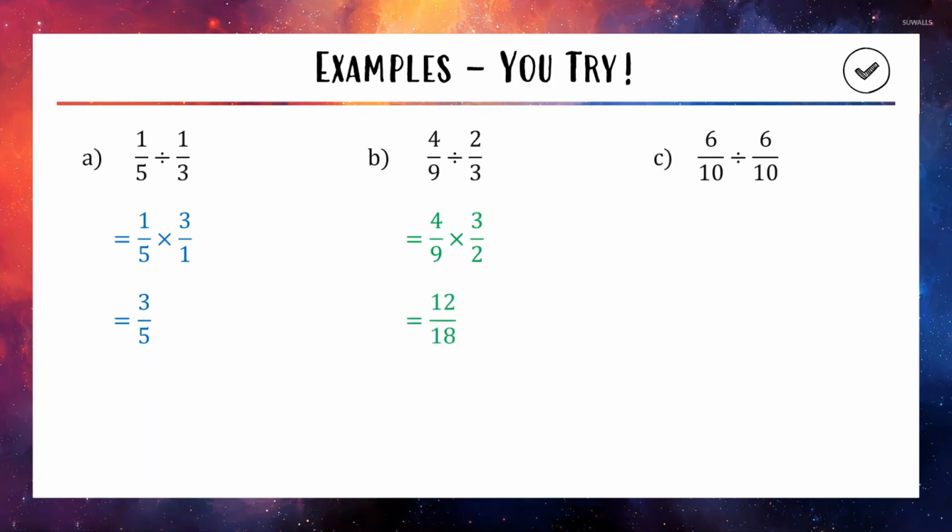12 out of 18. What's a better way of writing 12 out of 18? Well, the top is 2 sixes and the bottom is 3 sixes. So this is actually 2/3.